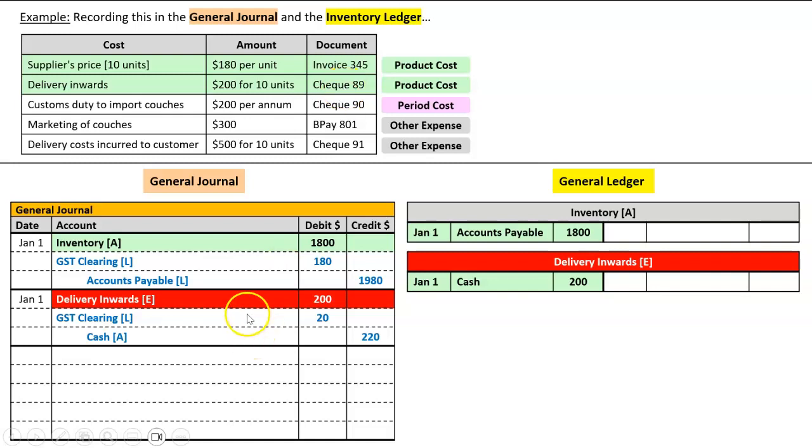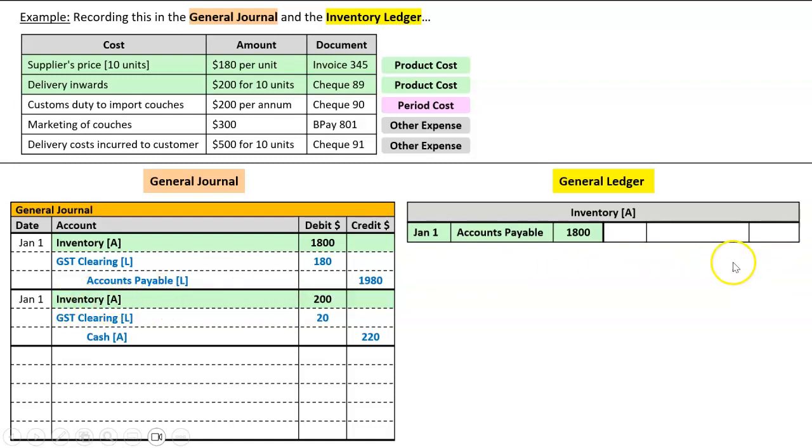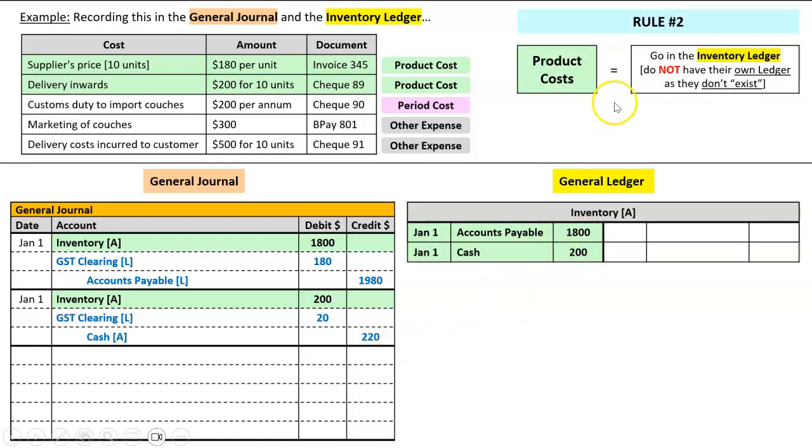So what we actually do with all the product costs is we say no. Just go back, we change delivery inwards and say no, it's part of the inventory. So there is no delivery inwards ledger, that's gone. What we should do is put that in inventory there. So the total of the inventory is $1,800 for the purchase price and $200 for the delivery inwards. So, rule number 2, product costs do go in the inventory ledger.